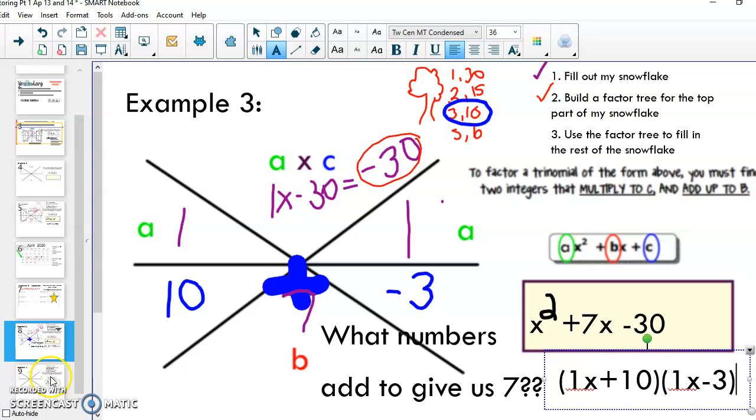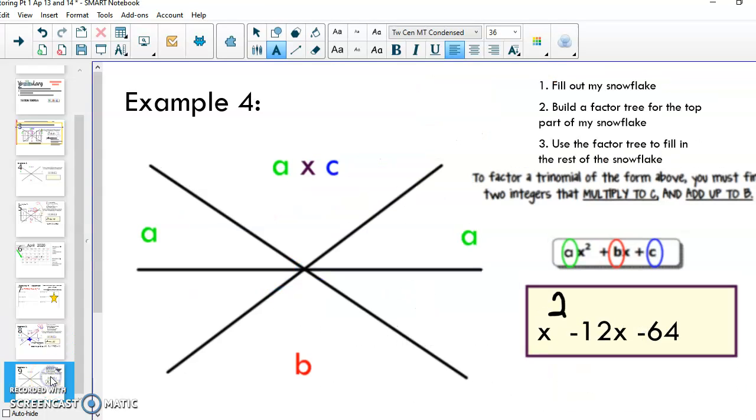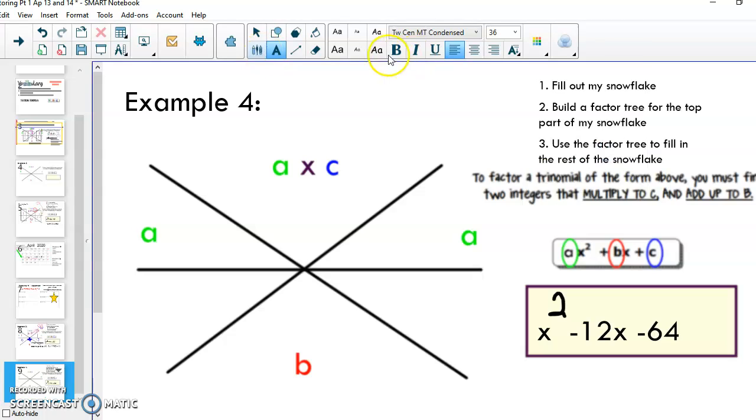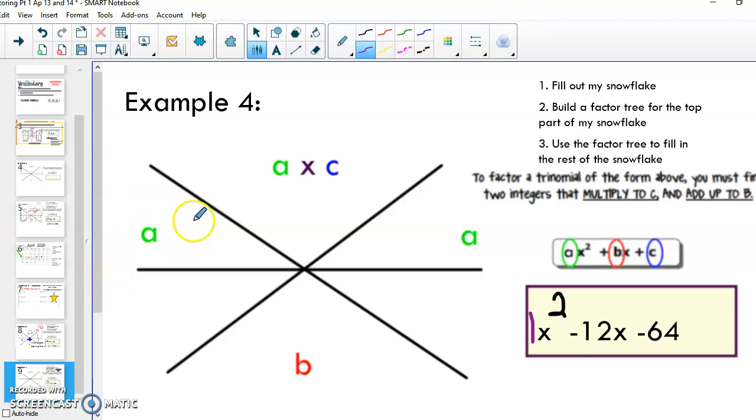Let's go on to our last example for today so we can wrap up our first part of factoring with example number 4. I'm going to go ahead, follow my first step, and fill out my snowflake. And my A, I know, is that invisible 1 here, just like always. So I'm going to fill in my 1 in my snowflake in the top as well. My B is a negative 12. Don't forget those negative signs as we're filling in the snowflake. And my C is a negative 64.